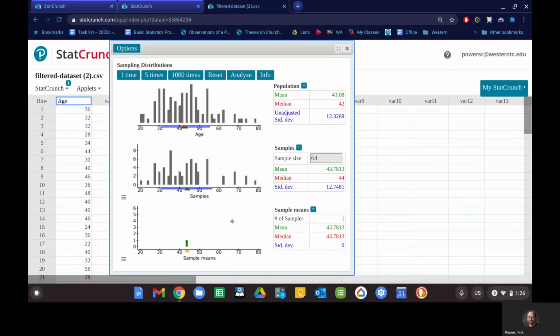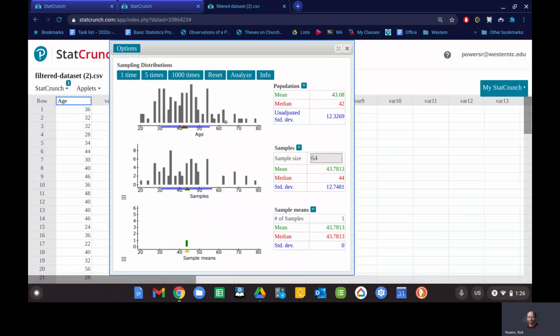But notice this standard deviation is 12.7. It's not 12.3, because the standard deviation is different, just like the mean was different. It just stands to reason that this has a mean of 43.8 and a standard deviation of 12.7. So it's like there's an extra layer of uncertainty that's involved here. And we'll talk about that a little bit later when we talk about the technology.